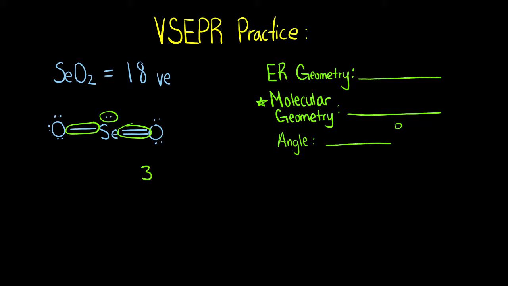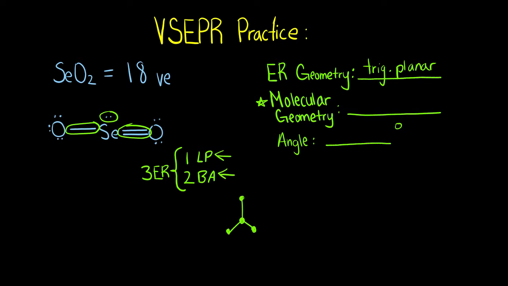Because there are 3 electron regions, it would help us tremendously to code for what they are. There is one lone pair, and there are 2 bonding areas. The electron region geometry that starts off with 3 is going to be trigonal planar. This starts off as an electron region geometry of trigonal planar. However, one of the electron regions is a lone pair, and 2 are bond areas.